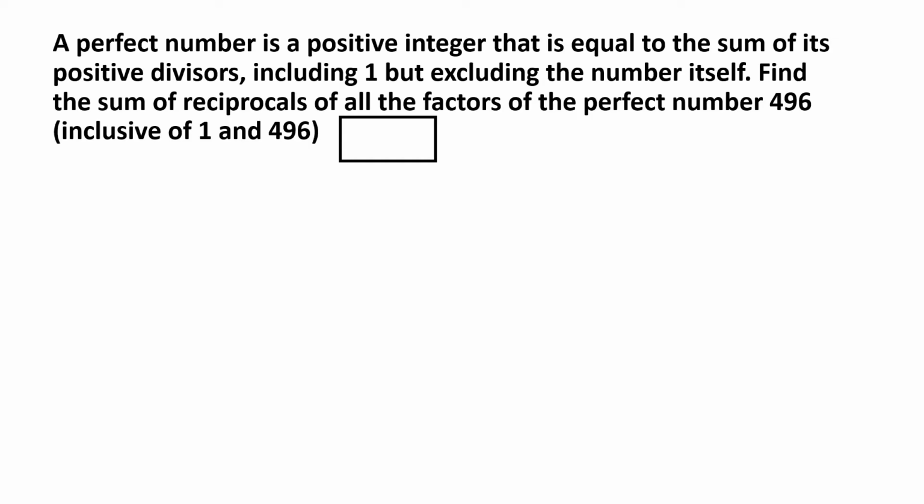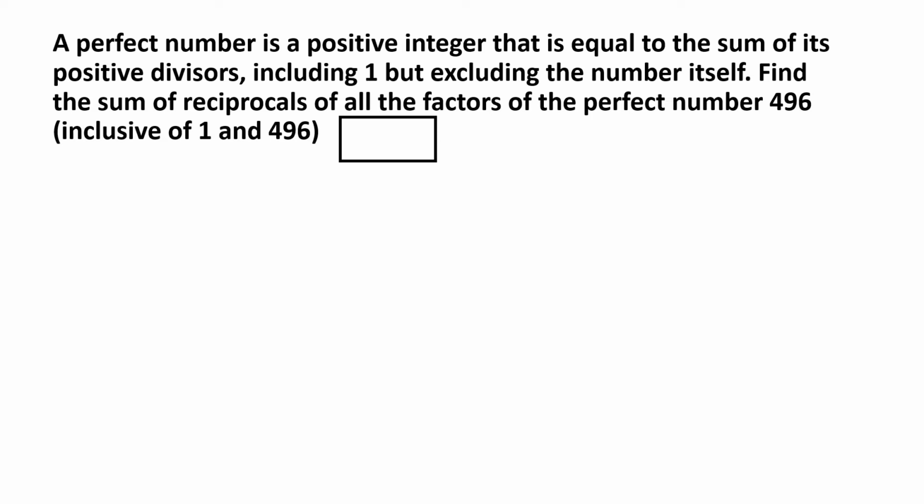A perfect number is a positive integer that is equal to the sum of its positive divisors, including 1 but excluding the number itself. Find the sum of reciprocals of all factors of the perfect number 496, inclusive of 1 and 496, meaning that when we are taking the sum of the reciprocals of the factors, we need to include 1 as well as the number itself, which is 496.